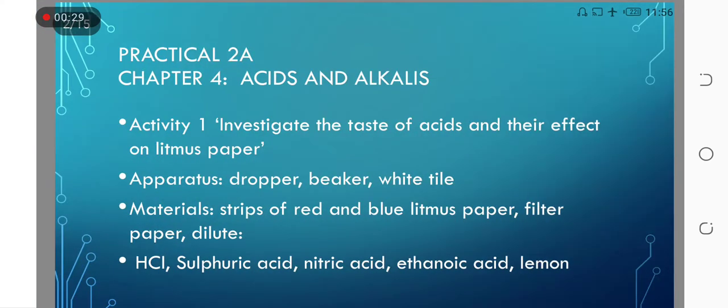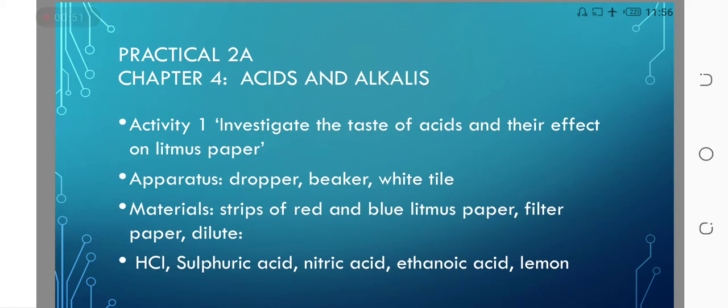As we have discussed in detail what is meant by acids, what are the general properties of acids, and what are alkalis, and what are the general properties of alkalis, we discussed in detail while going through this chapter from the book.